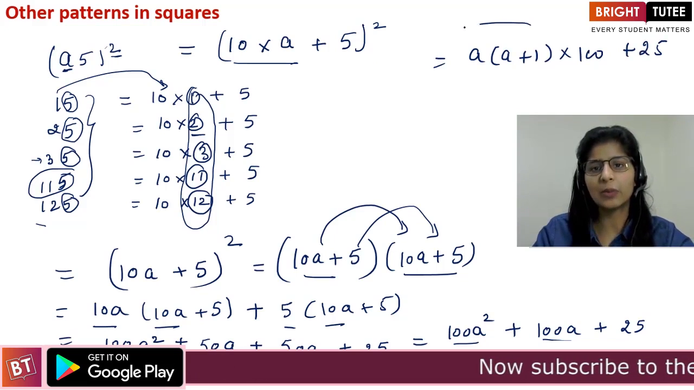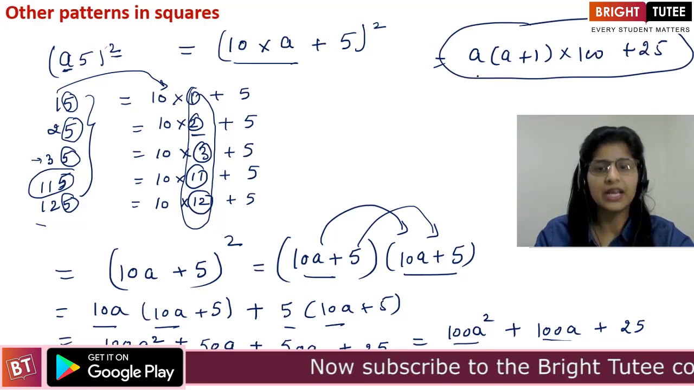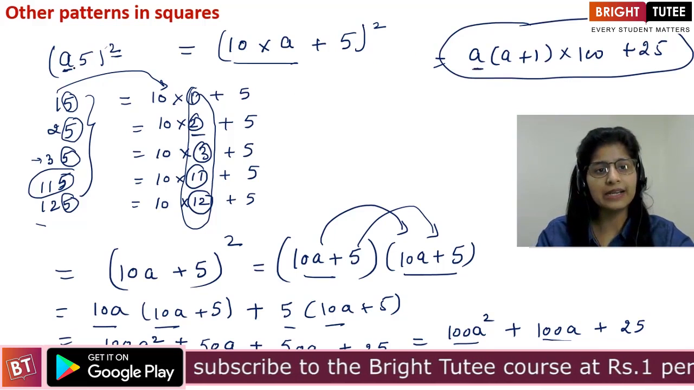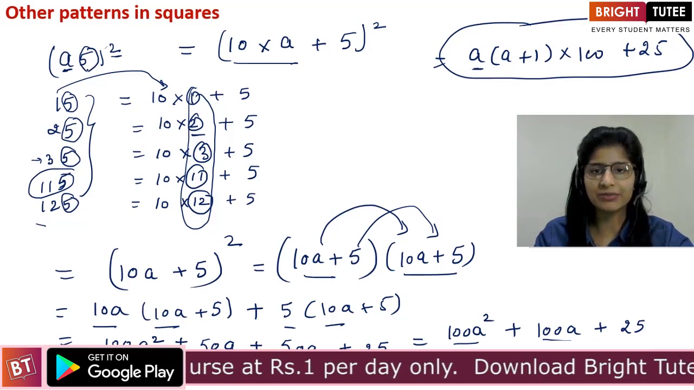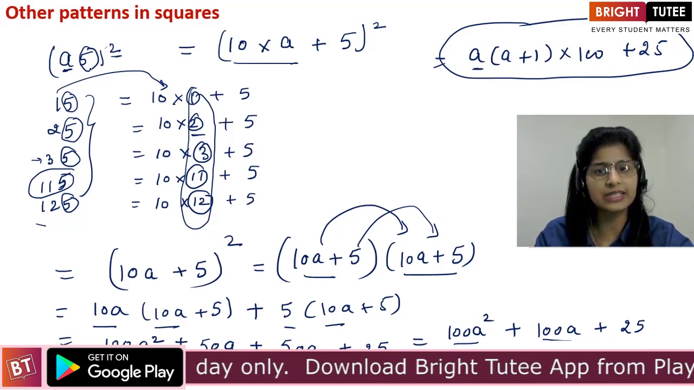So this formula is always going to help us. Here A is the number that is written except 5. A is what? The number except 5. Clear? Or the digits except 5.